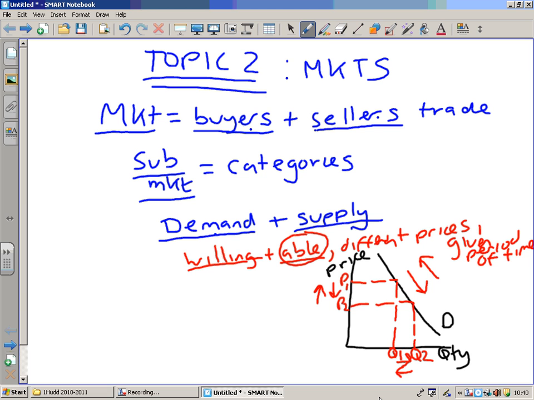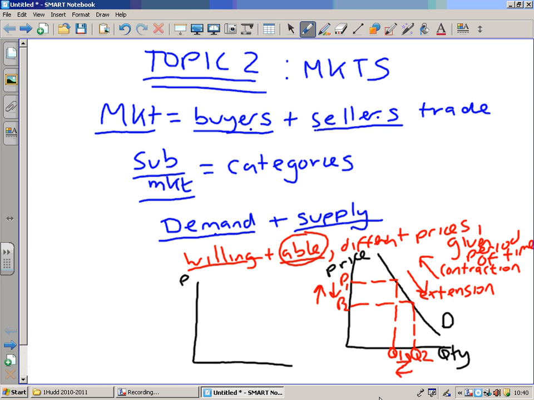So as price falls and demand increases, we have an extension. The reverse of this, as price increases, demand falls, we have a contraction. Let's very quickly look at a supply diagram.